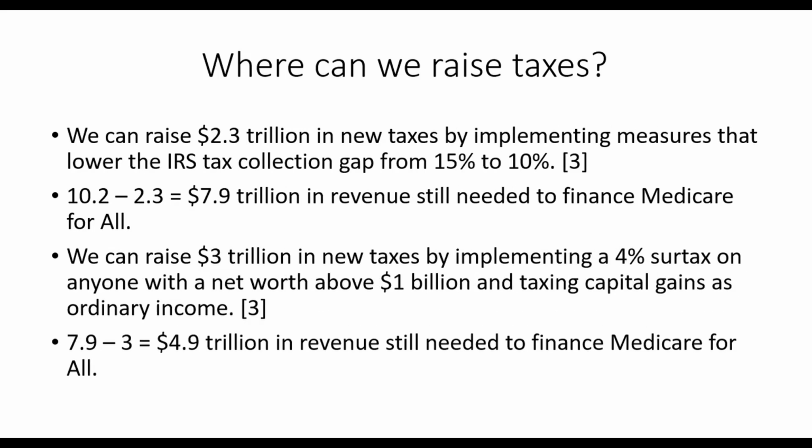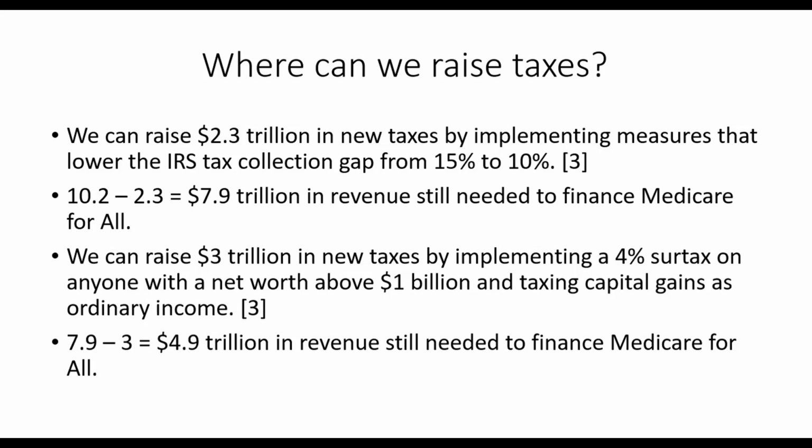We can raise $2.3 trillion in new taxes by implementing measures that lower the IRS tax collection gap from 15% to 10%. There are so many measures outlined in the plan that I looked at to enhance IRS tax collection. So really, to sum it up, the main measures are targeted at the very wealthy and international corporations, but you can look more at the study, which will be linked in the description if you are curious for the specific reasons. And with that out of the way, if you subtract $2.3 trillion, now we have $7.9 trillion left we need to finance Medicare for all.